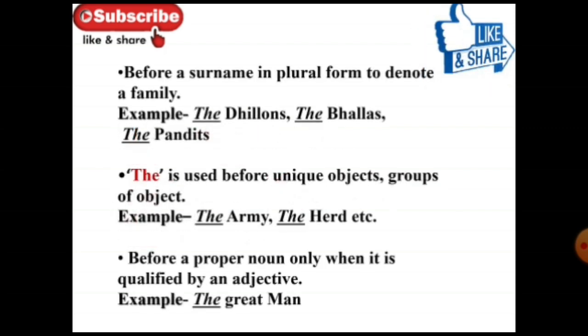Before a surname in plural form to denote a family, the is used. Like the Dhillans, the Bhalas, the Pandits, the Khuranas, the Chawlas, the Brahmacharis, the Banerjees. It means we are talking about so many Banerjees, so many Bhalas, so many Khuranas, all together as a group. That's why the is used over here.